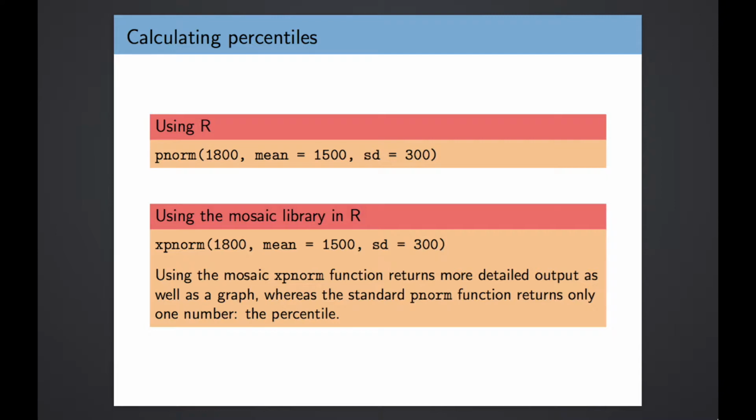You can use that same syntax with a different command, the xpnorm command from the Mosaic library in R. And you say xpnorm, the value you want to evaluate, and then define the mean and the standard deviation. When you use the xpnorm command, this is going to give you some more output about your distribution. It's going to give you a graph and some more information about the percentiles of your distribution, whereas the pnorm command is just going to return the percentile you were looking for.